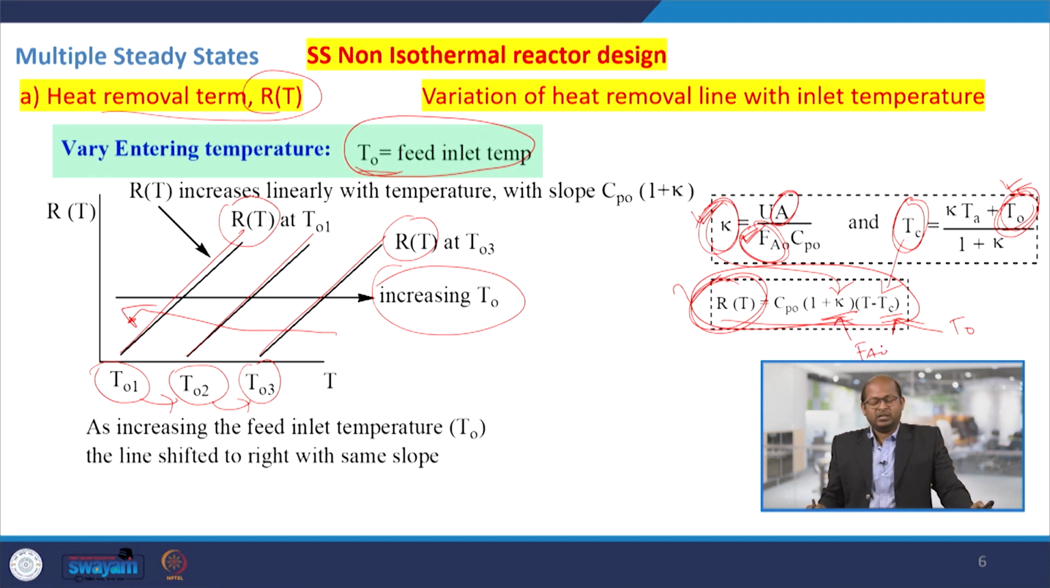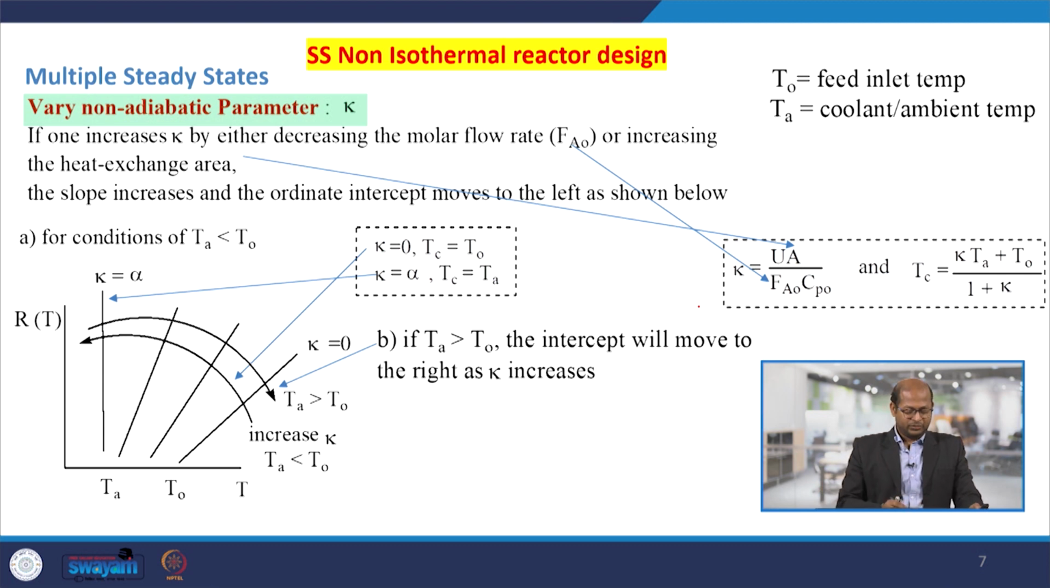So, if we vary the molar flow rate of that reactant, then the R(T) value will be different. Here is the x axis, temperature, and the y axis, R(T). So, let us say when kappa would be 0.